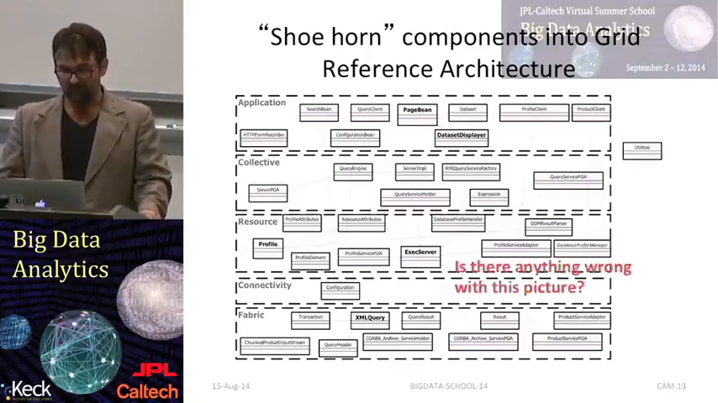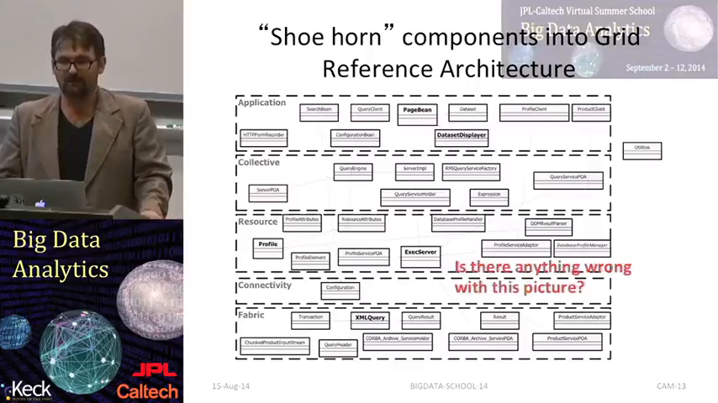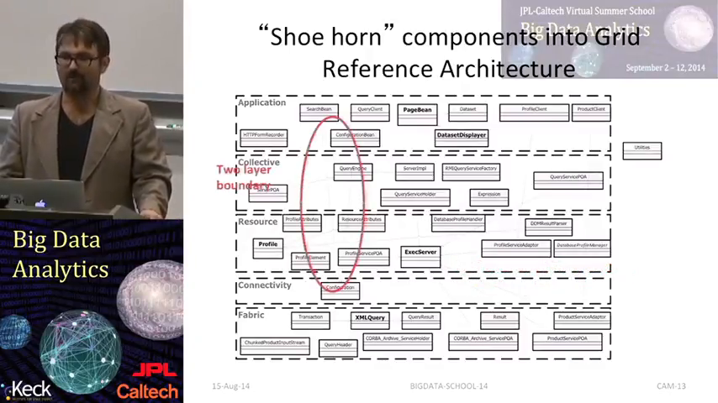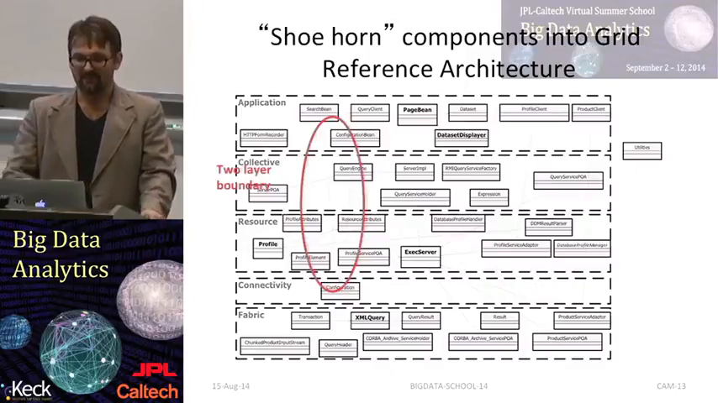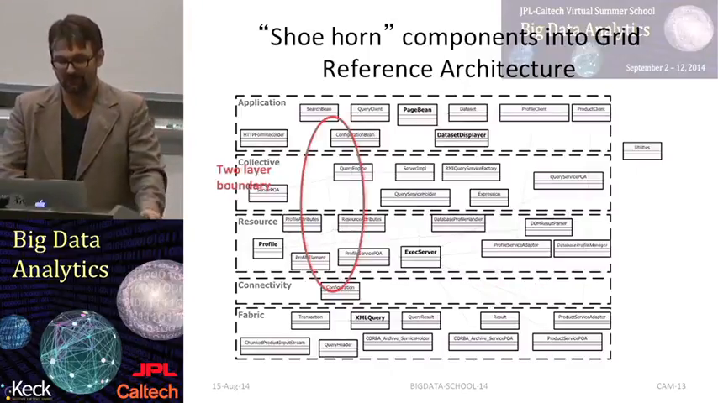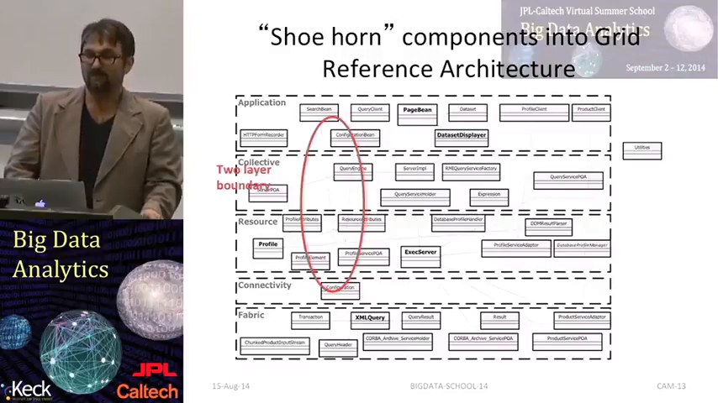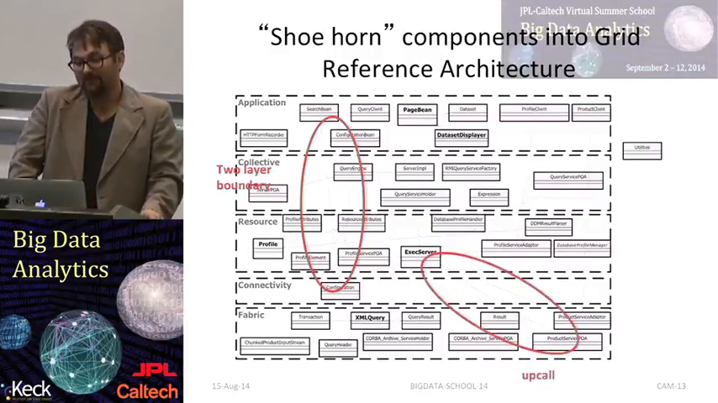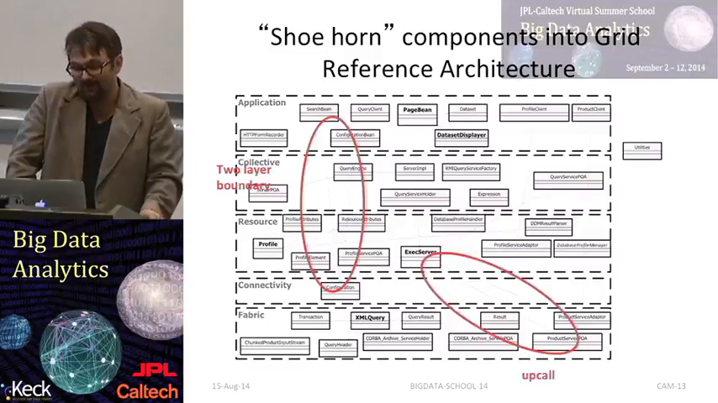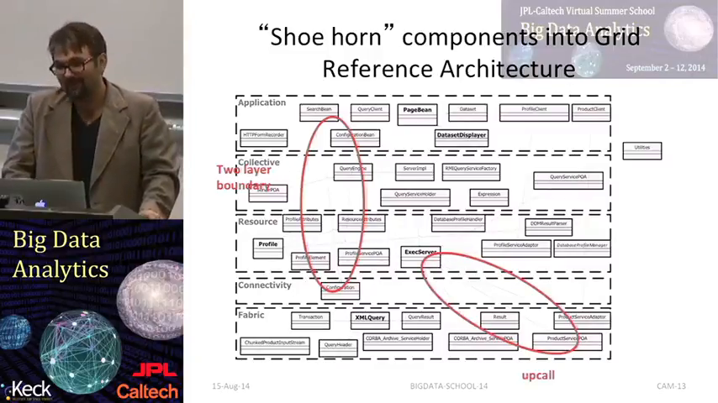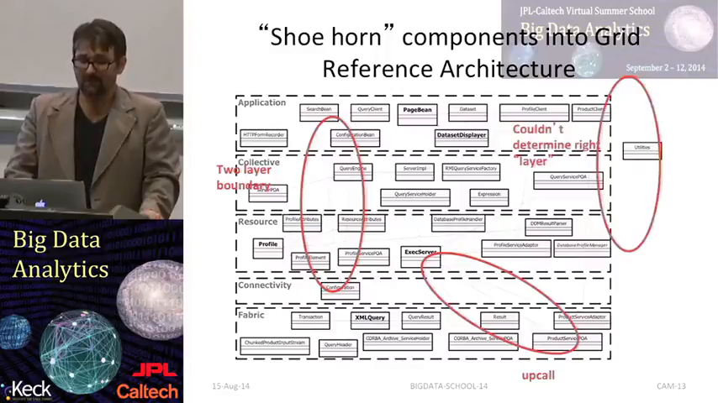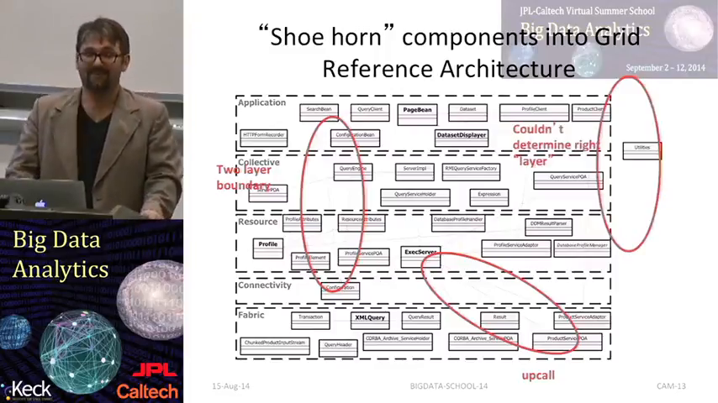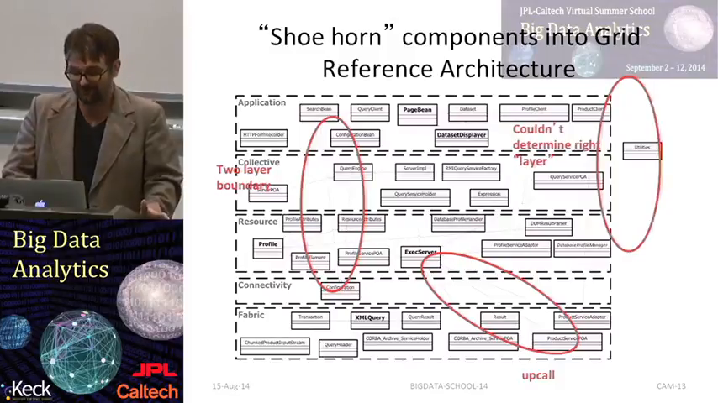Okay, so do you see anything wrong with this picture? It might be hard to see unless you look closely, so let me help you here. There are all sorts of violations. You see components here in the application layer crossing a 2-layer boundary to get down to the connectivity layer, okay? You see upcalls. You see components in the actual fabric layer making an upcall to a component in the resource layer. Okay? You see components that we couldn't determine the right layer for. We just didn't have enough information, or we couldn't tell.